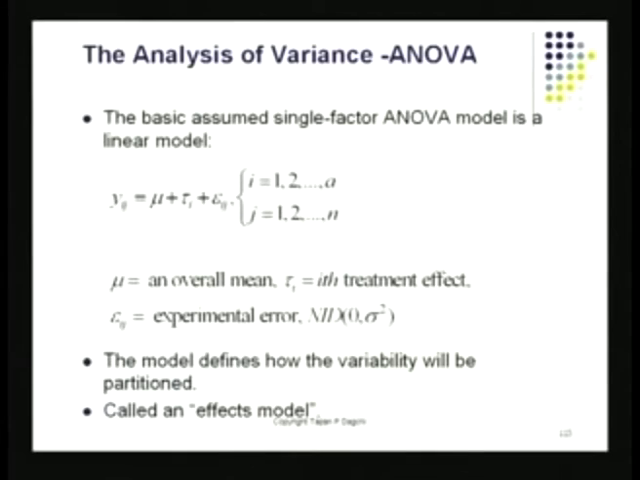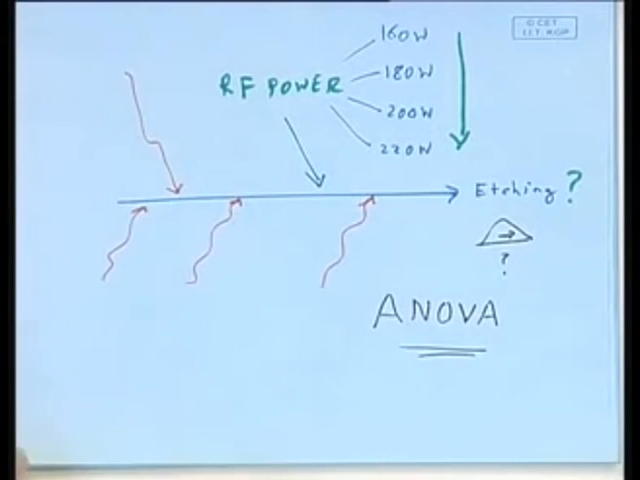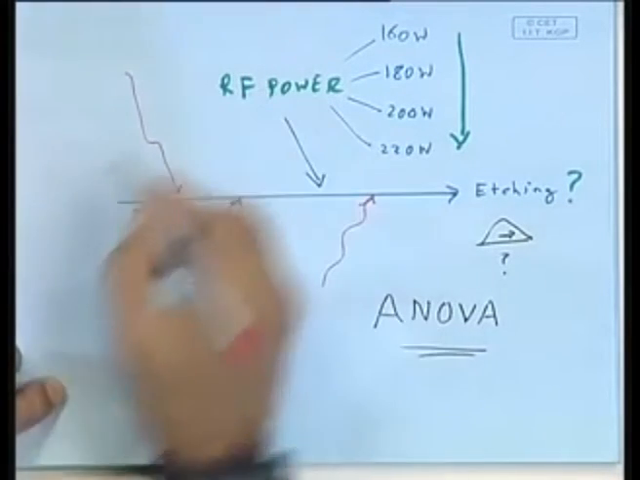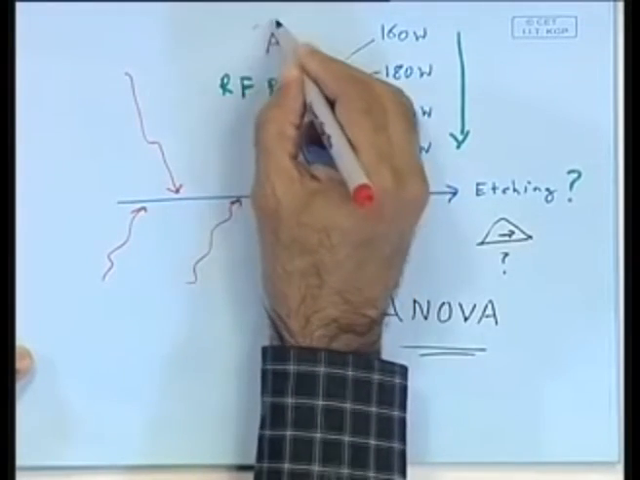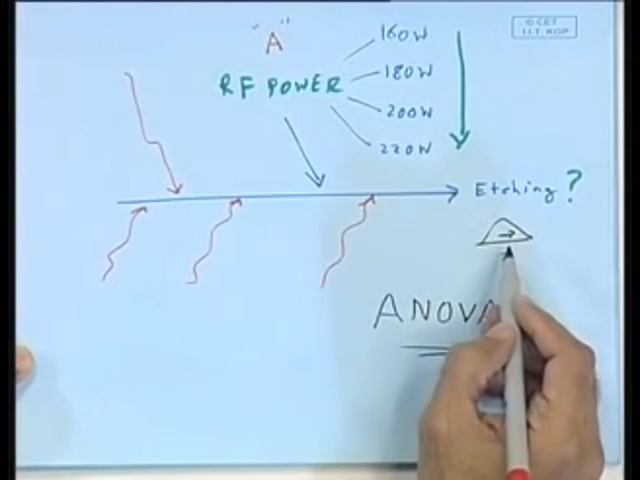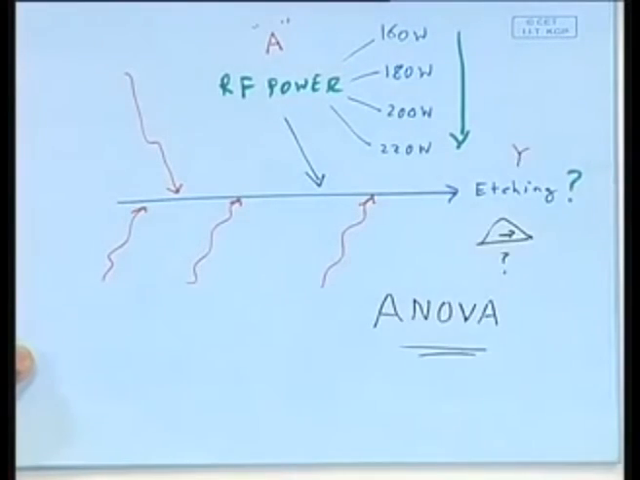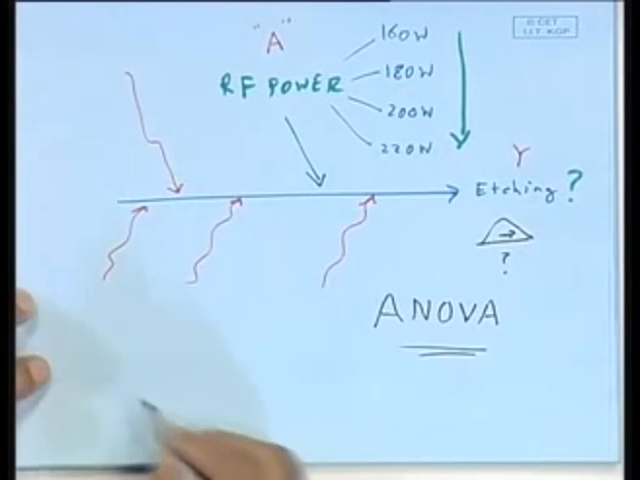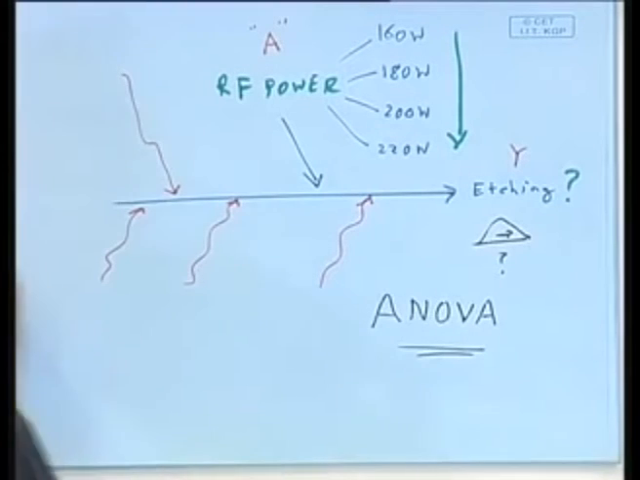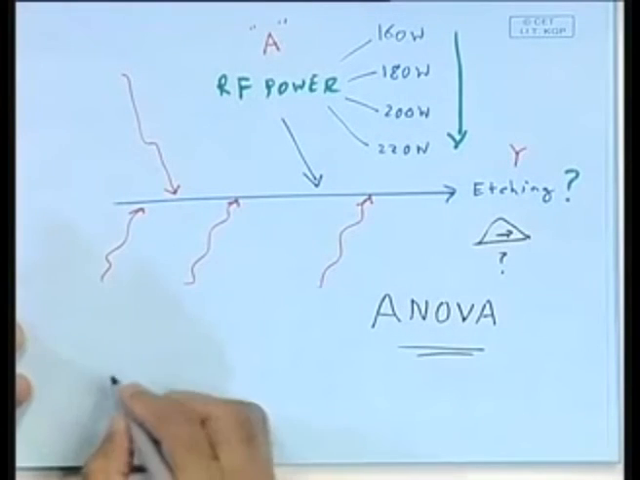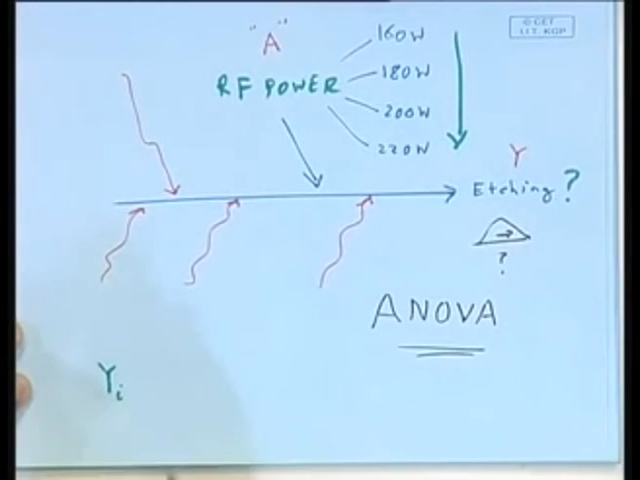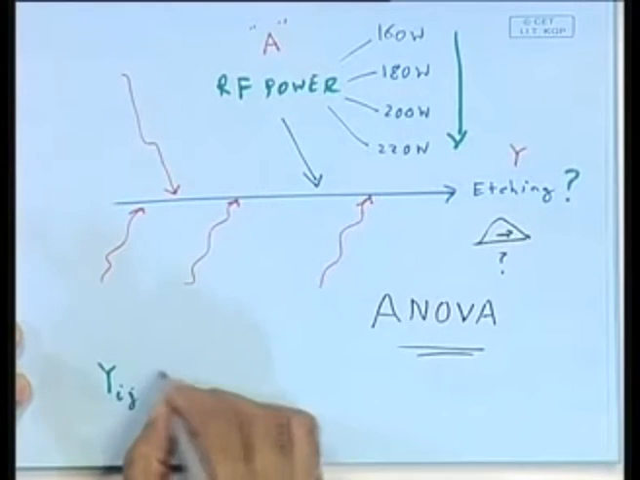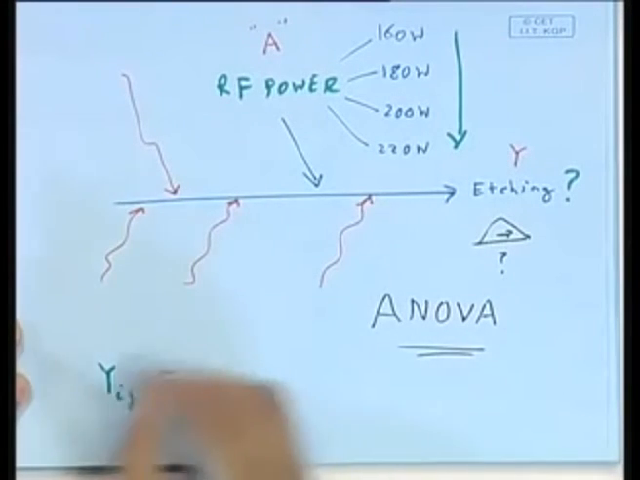I will probably construct a little model there. So I've got my response. And the response in the etching case was this: RF power would be factor A. This RF factor is my factor A. And I've got my response here. Response is going to be measured as Y. Y is the response there. Therefore, I can really write here Y, and let me use a different color pen here. Y is the effect, ith treatment, jth replication.